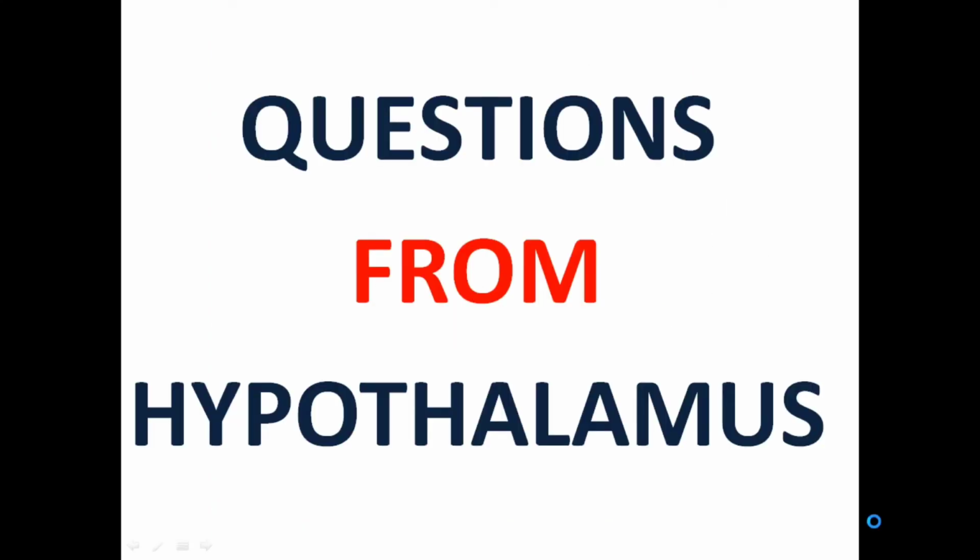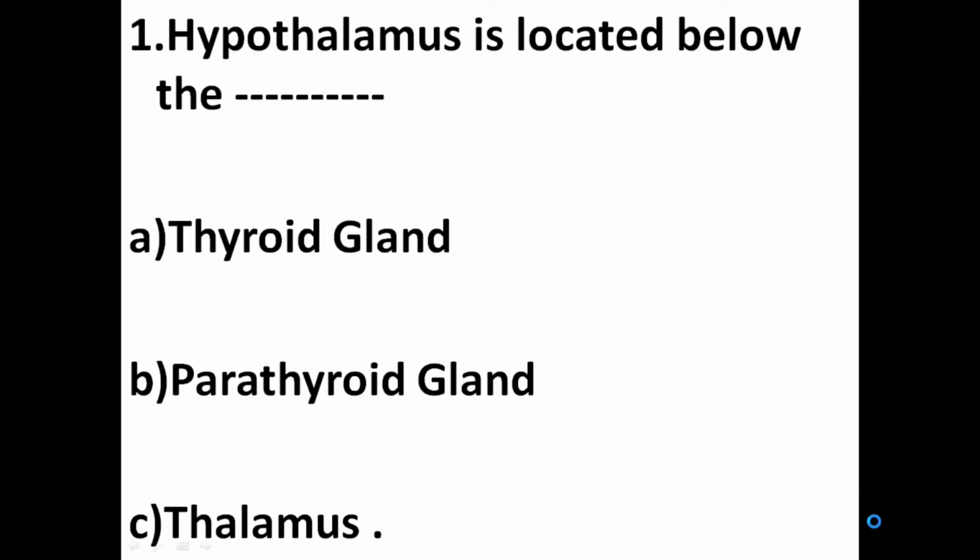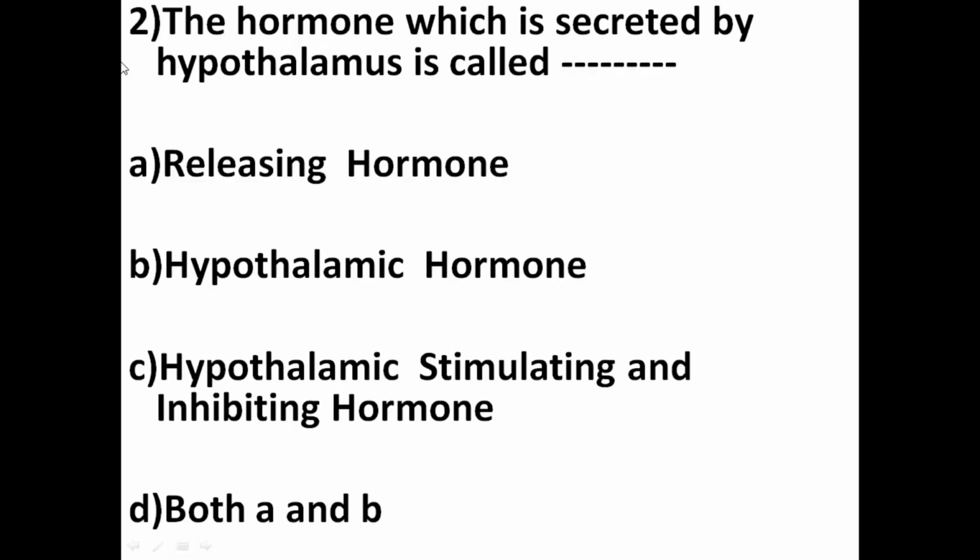Today let's discuss the questions from hypothalamus. First one, hypothalamus is located below the option A, thyroid gland, option B, parathyroid gland, option C, thymus. Answer, option C, thymus.